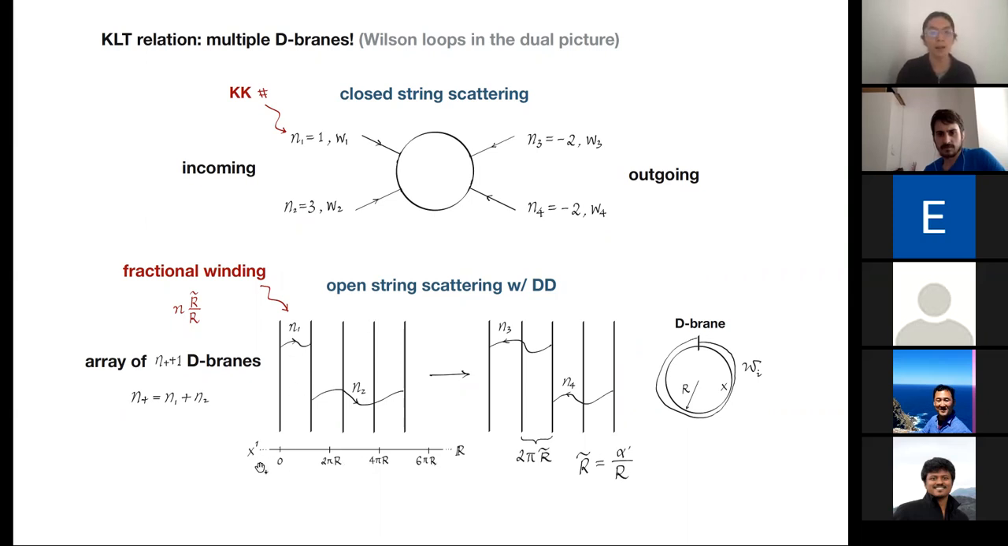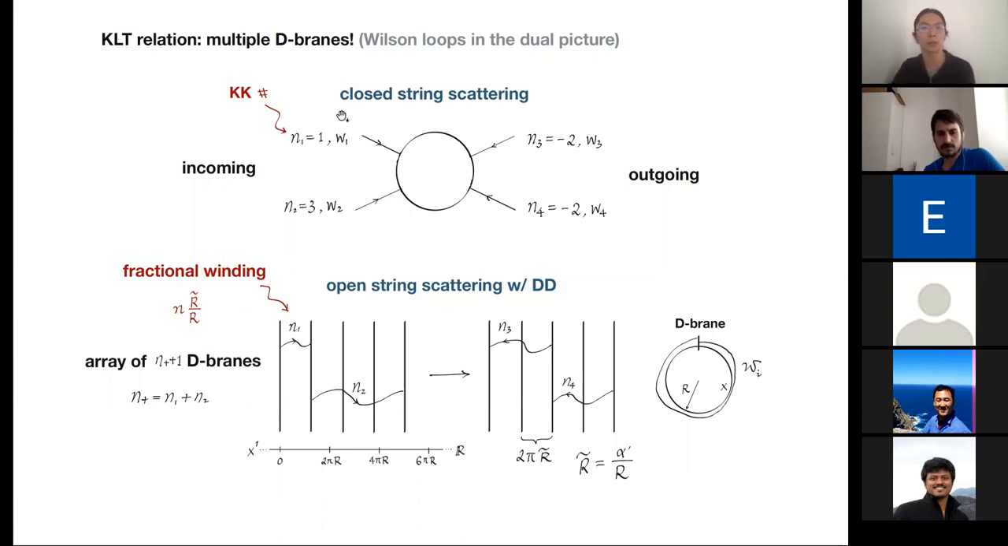So now along this compactified X1 circle, we take n plus 1 D-branes. How do we define this n? That's just the total incoming closed string momentum numbers. So that's equal to 1 plus 3, and then we add 1. So in total, we have 5 D-branes. And we separate these D-branes localized in X1 such that the separation between each two consecutive D-branes is equal to 2 pi alpha prime over R. So this distance is due to the circumference of the compactified circle of X1.